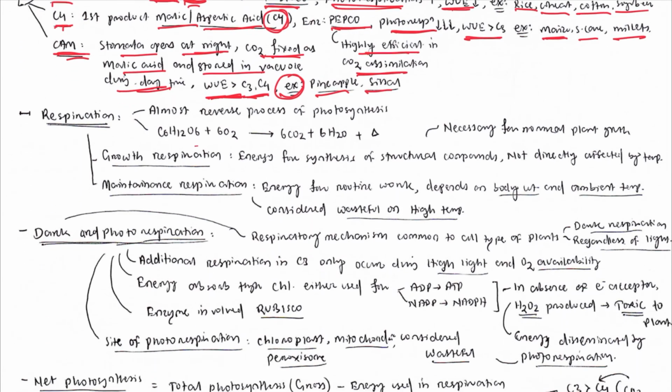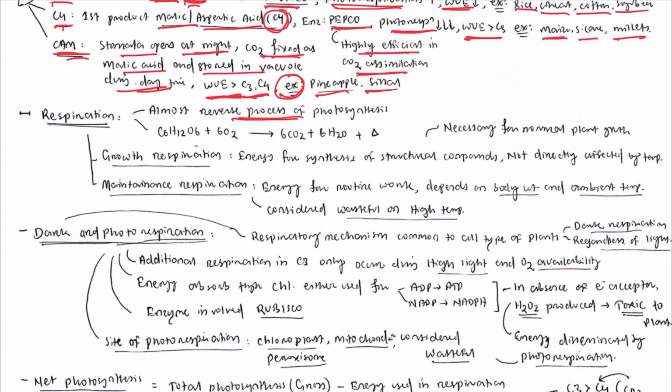Now coming to respiration. Respiration is almost the reverse process of photosynthesis. Why is it reverse? Because in photosynthesis, carbon dioxide and water, using solar radiation, make an organic compound like glucose. Now in respiration, glucose is again oxidized to form energy.